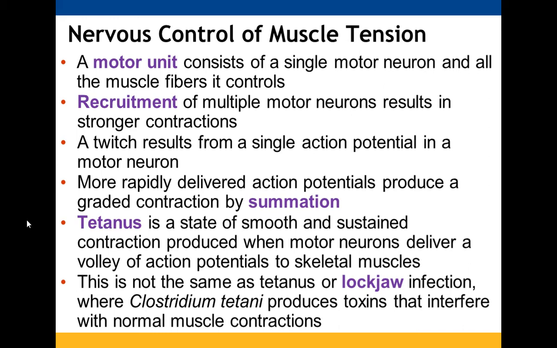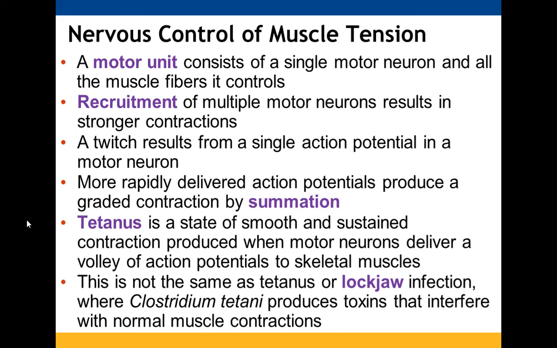A twitch will happen when you have a single action potential take place in a motor neuron. Again, we talked about summation previously. When you have many more action potentials delivered rapidly, they can produce a graded contraction via summation.